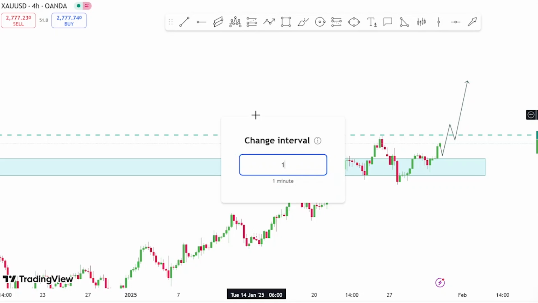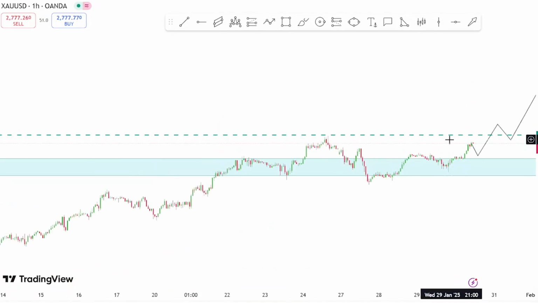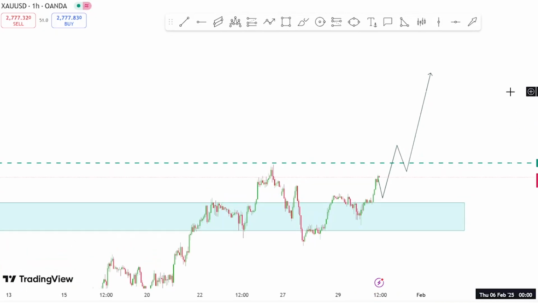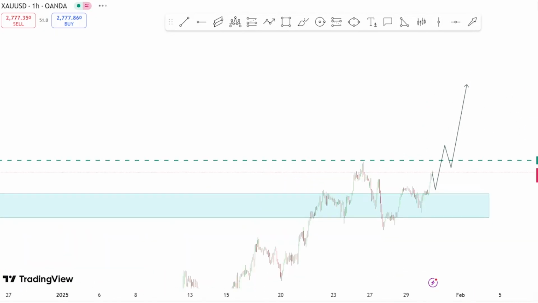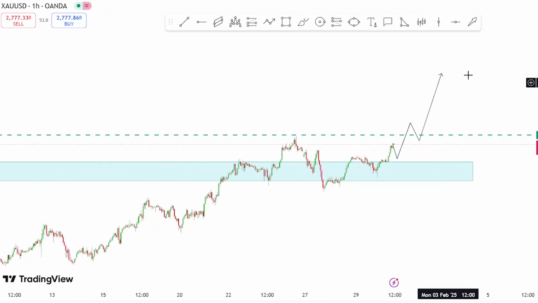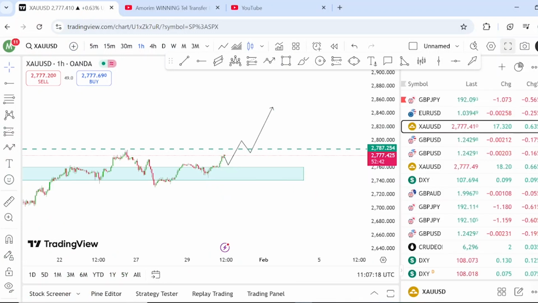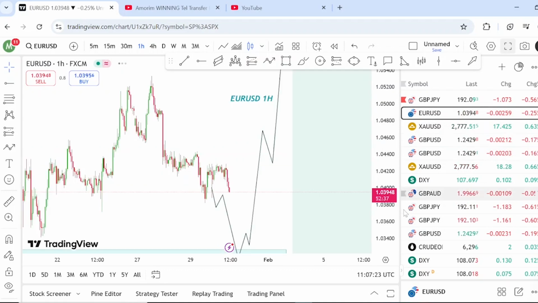Check the 1-hour time frame. This is what we can see even from the 1-hour time frame. We are expecting the uptrend continuation. Okay, so let's move now to another pair. Yesterday we also talked about GBP USD. Let's talk about Euro USD.